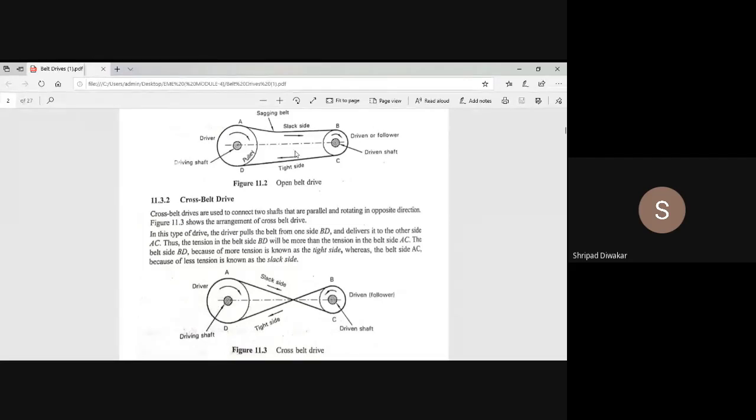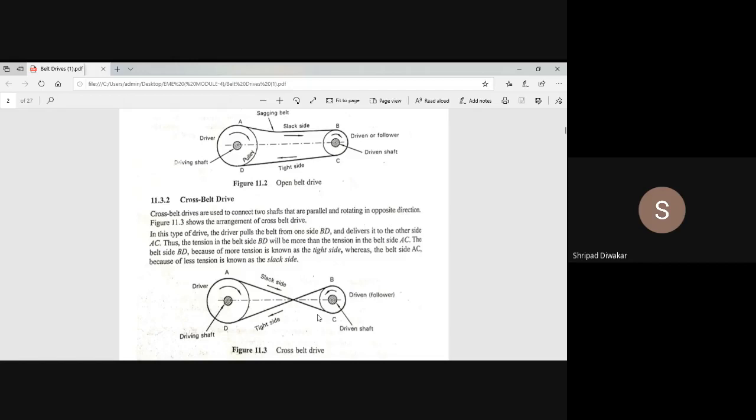So in the previous diagram, open belt drive, DC is tight side and AB is loose side. Whereas in cross belt drive, you can observe the diagram, BD is tight side. You see the arrow mark also, and AC is the slack side. So one is the driver shaft and one is the driven shaft. Always the driver draws the length and then transmits the power to the driven shaft. So the tight side is BD and the slack side is AC.